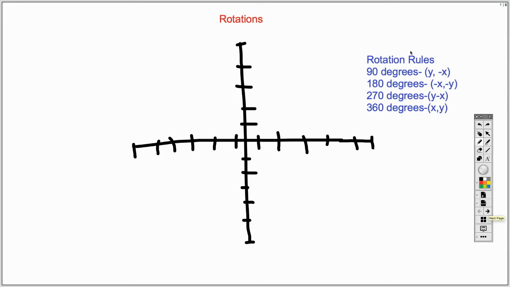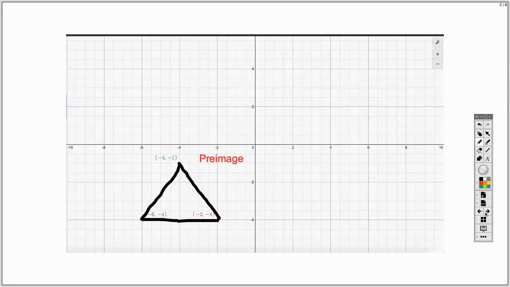So I've written these rules and how it works, but you don't just want to memorize them, you want to also visually understand them. So let's begin that today. Here I have, and I labeled this as pre-image, a triangle I sketched out, and we're going to be using it throughout the video, but no rotation has been applied yet. This is just my pre-image.